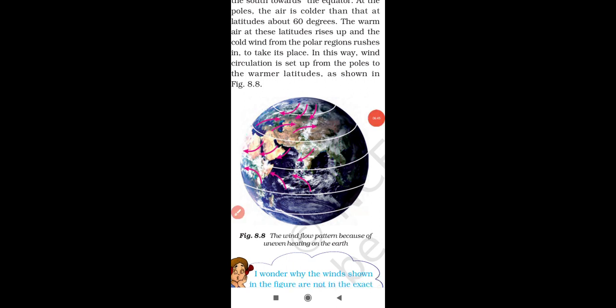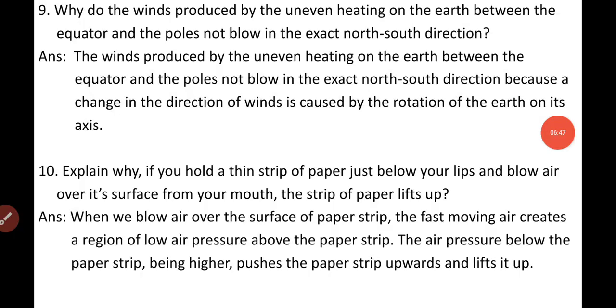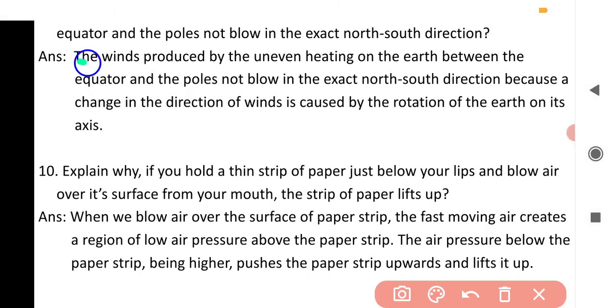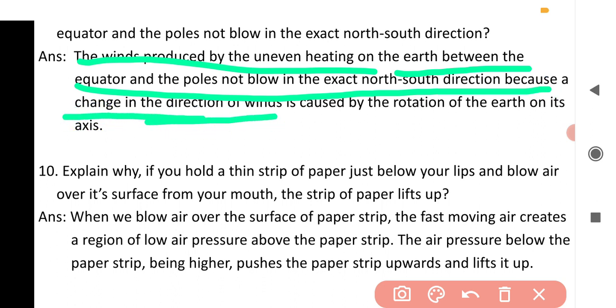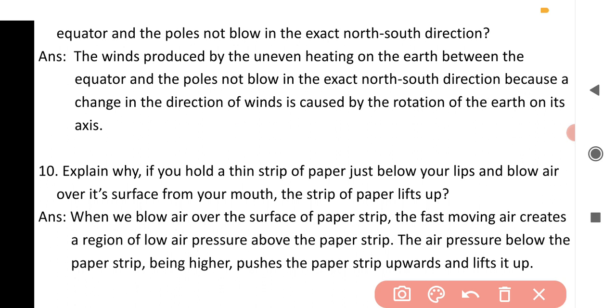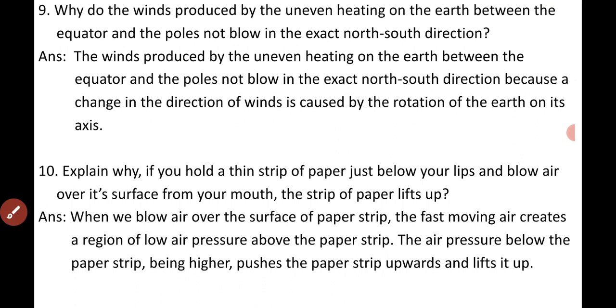This is the answer, and from here you can write that the winds produced by the uneven heating on the earth between the equator and the poles do not blow in the exact north-south direction, because there will be a change in the direction of wind which is caused by the rotation of the earth on its own axis. Okay, clear? So this is the answer of question number 9. You can pause the video again and you can note it down.